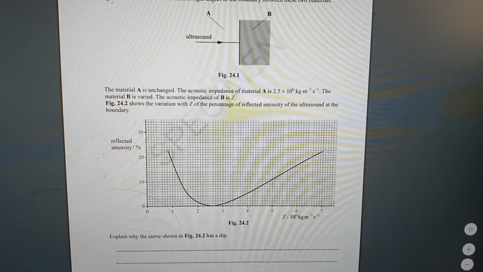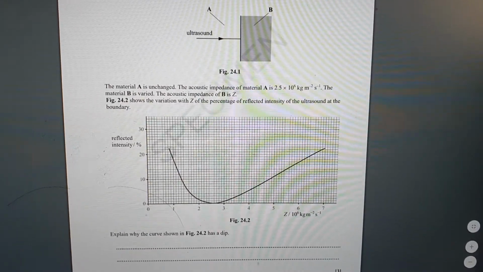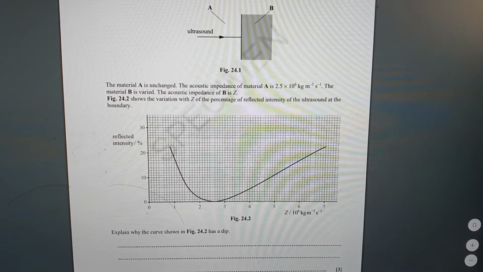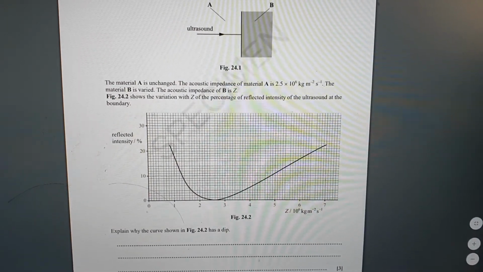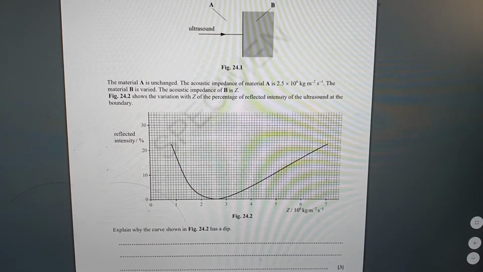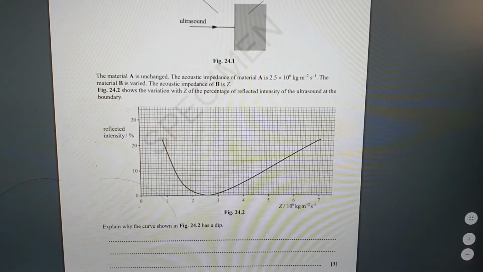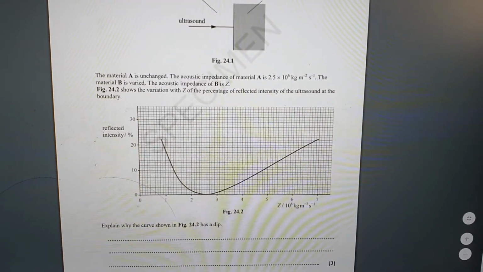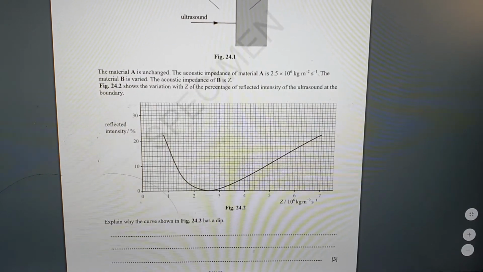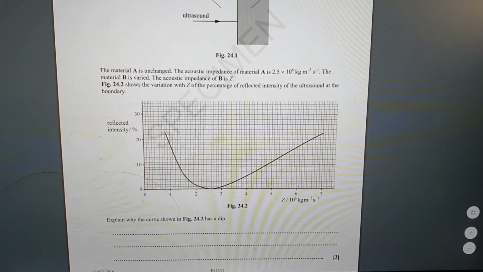Right, so figure 24.1 has the ultrasound going into the material B, so it's going from the left to the right. And in figure 24.2, you've got on the y-axis the reflected intensity as a percentage, and on the x-axis you've got Z measured in 10 to the power of 6 kilograms per meter squared per second. So remember, in these questions, you've got to look at the axes.